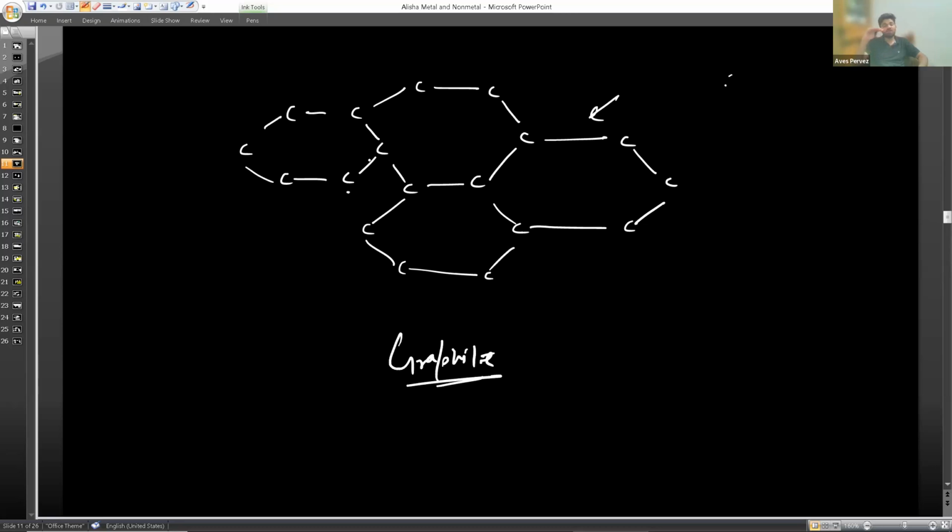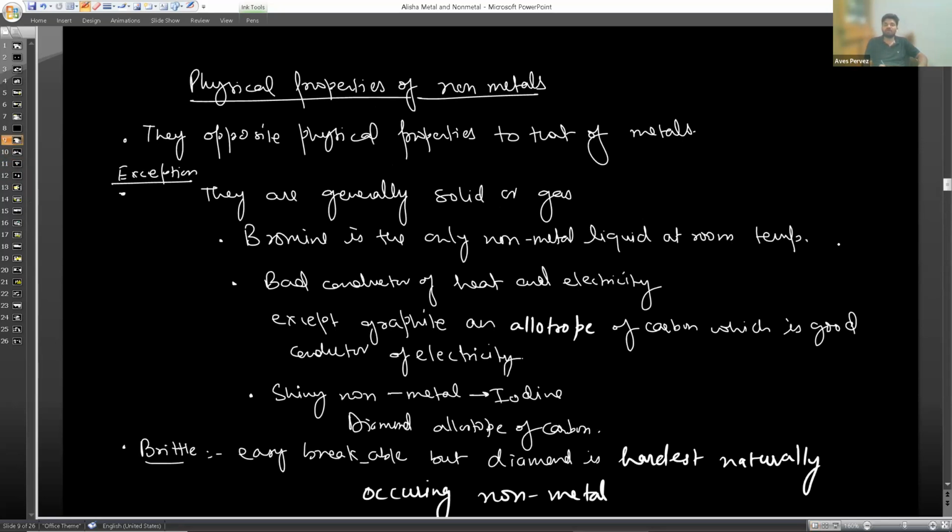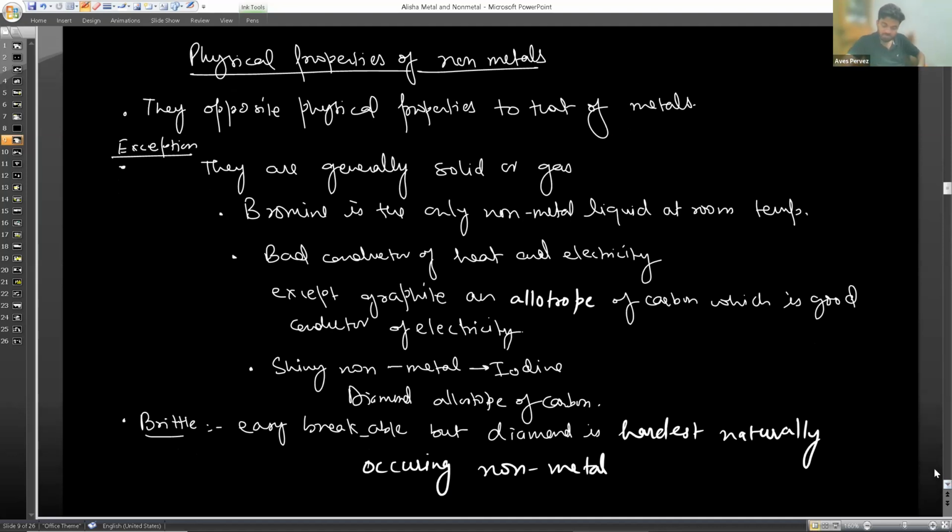If metals are shiny, non-metals should be dull, but iodine is a non-metal that is very shiny. And diamond is also shiny. So understand that bromine is the only non-metal that is liquid at room temperature. Non-metals are bad conductors of heat and electricity, except graphite, which is good. They are dull except iodine, the shiny non-metal. Diamond is an allotrope. Please memorize this.